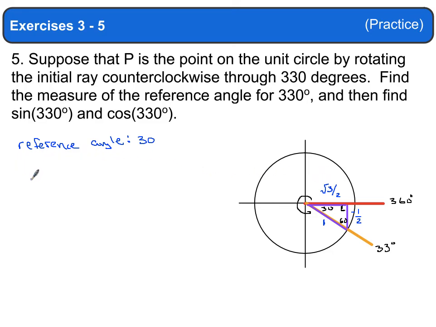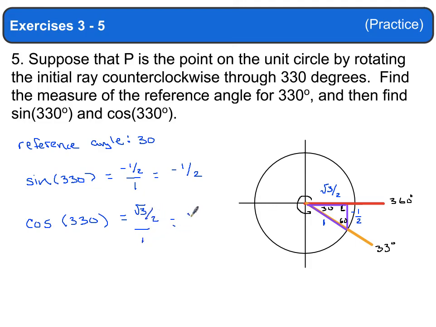So if I want to know the sine of 330 degrees, then that's going to be the opposite over the hypotenuse. And so that's going to be negative 1/2 over 1. And then therefore we end up with negative 1/2. If I do the cosine of 330, then that's going to be adjacent over hypotenuse. And so it's going to be the square root of 3 over 2 divided by 1. And so then I get the square root of 3 over 2.